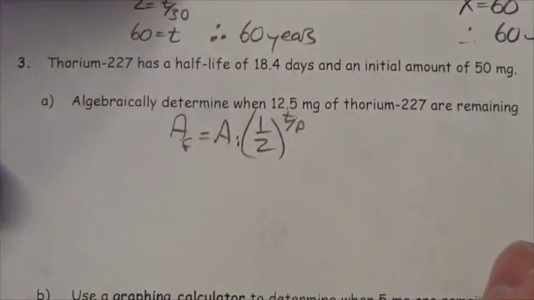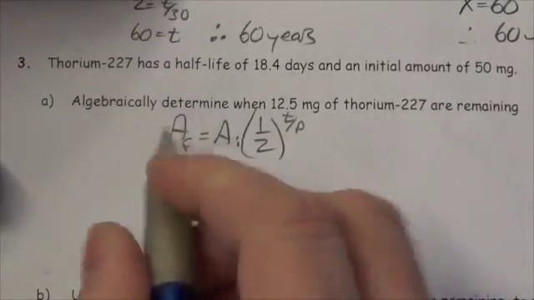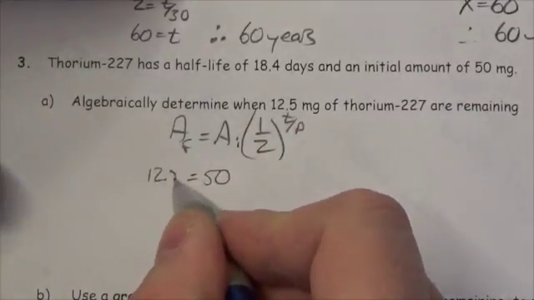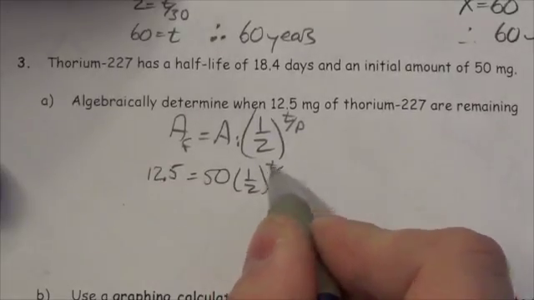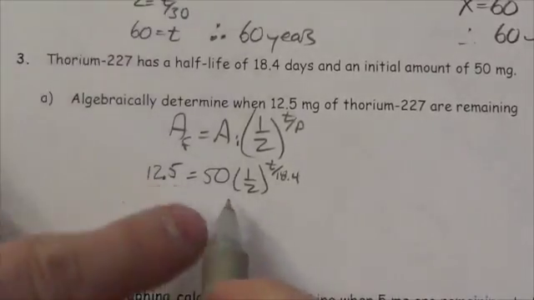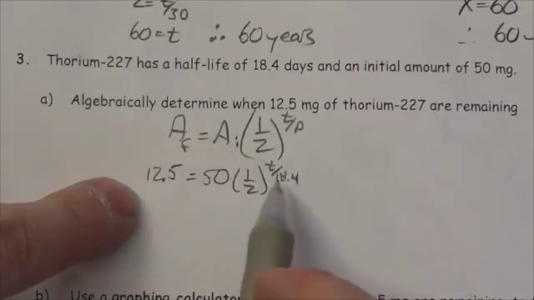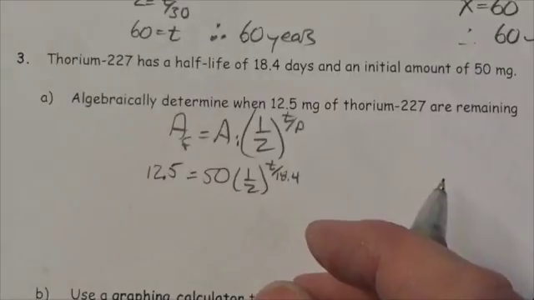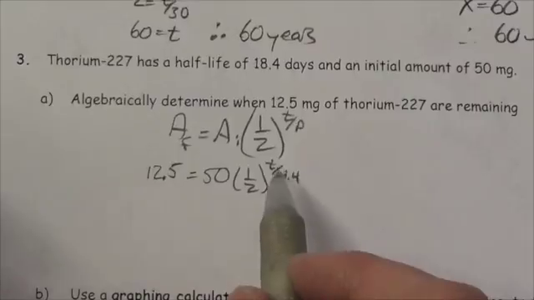Now, let's plug in the material information that we got here. We know that we're starting with 50. We're trying to figure out when we've got 12.5 remaining. We have 1/2 here to the t over... T is what we're looking for, and we know that the half-life here is 18.4 days. So that's where everything goes: the initial amount, the final amount, and then the period of the half-life goes in the denominator of the exponent.